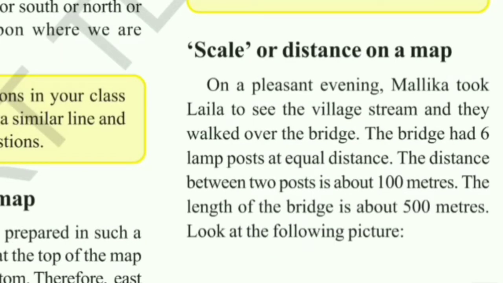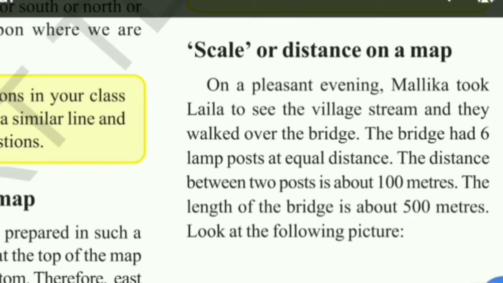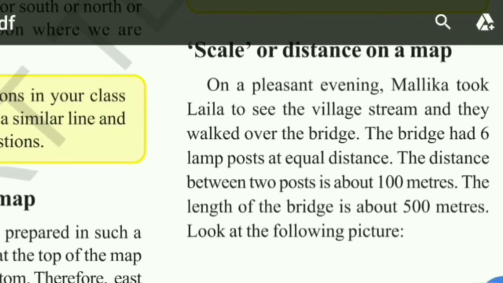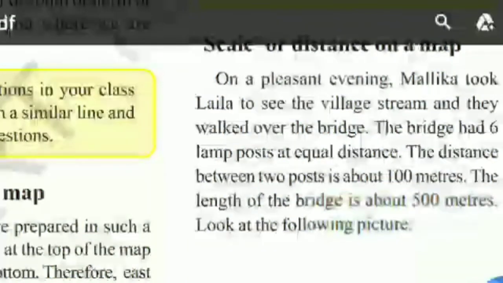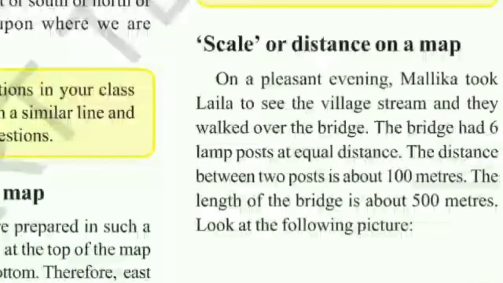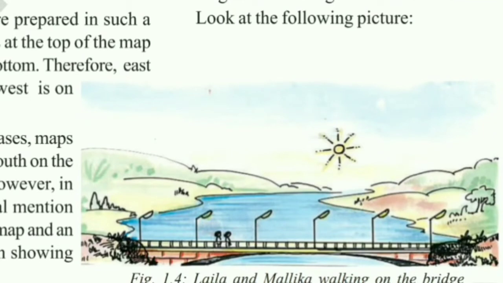See students, here you have an example to calculate a scale. On a pleasant evening, Mallika took Laila to see the village stream and they walked over the bridge. The bridge had 6 lamp posts at equal distance. The distance between 2 posts is about 100 meters. The length of the bridge is about 500 meters. Look at this picture. You can understand what it means.